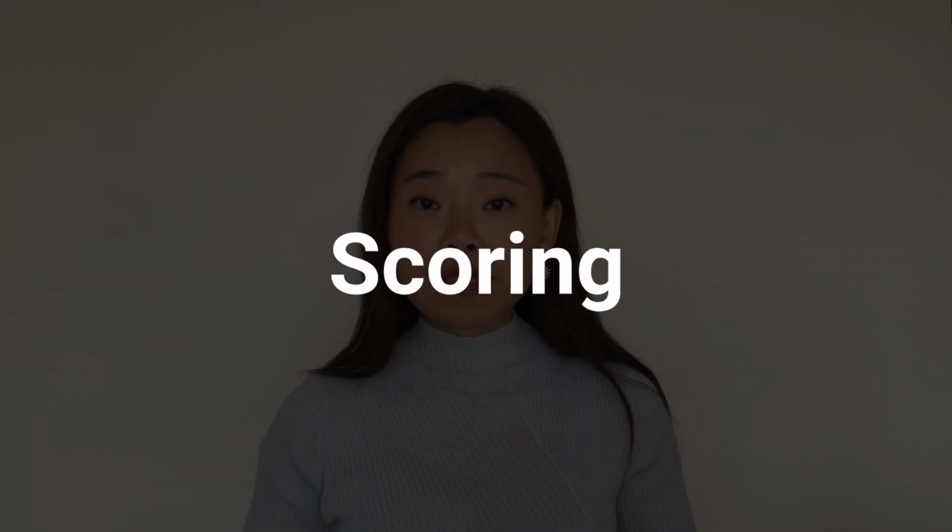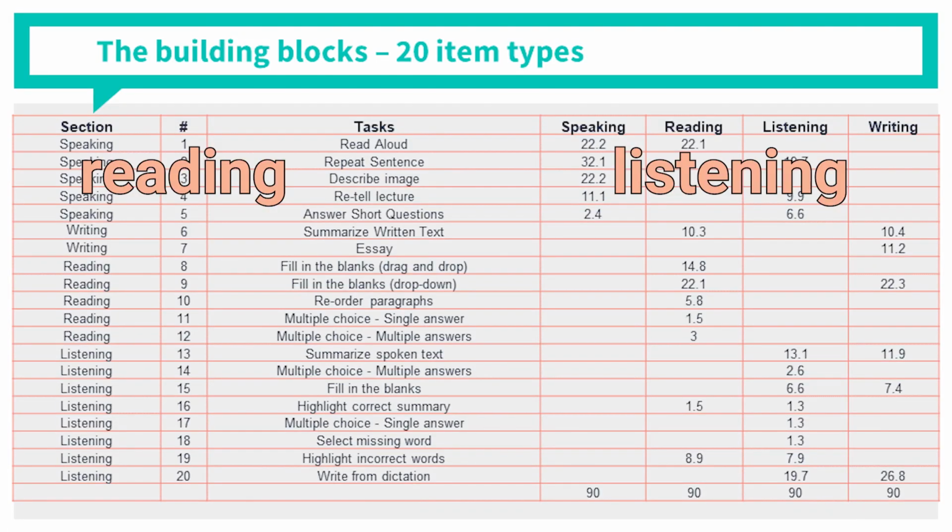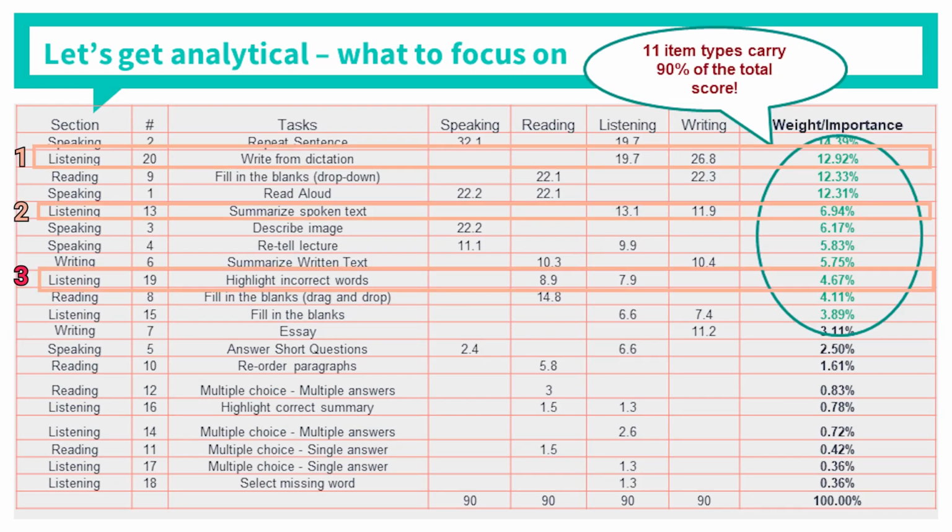Tip number 2, scoring. In order to complete this task, you read and listen at the same time, so naturally it contributes points to both reading and listening. Specifically, it contributes 8.9 points to your reading and 7.9 points to your listening. This is the 3rd most weighted listening task after write from dictation and summarize spoken text.